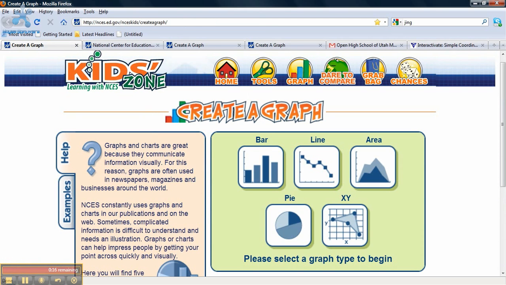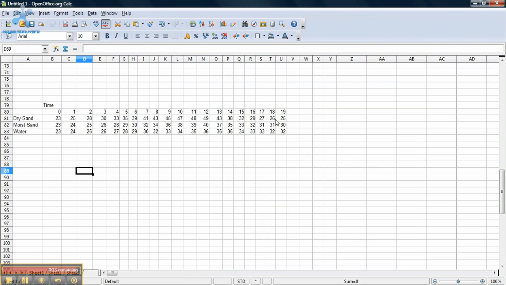Okay, so going back to our data, we have this data here, and now we're going to make a graph. We need to plot it. Okay, this is the end of part 2. In part 3, we're going to plot our data.